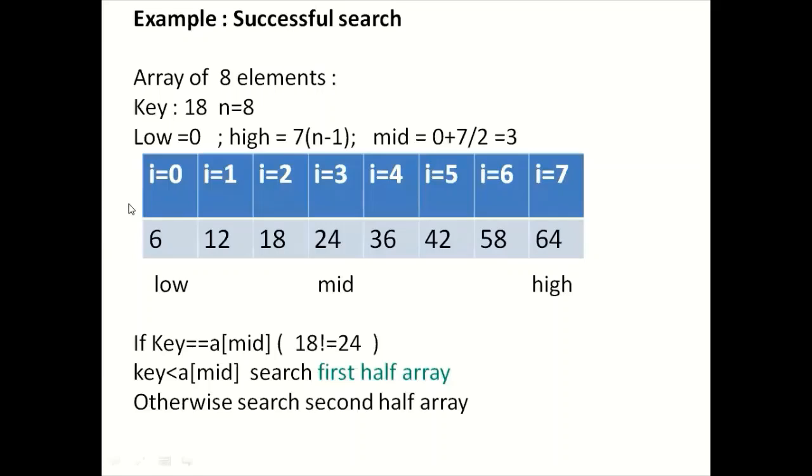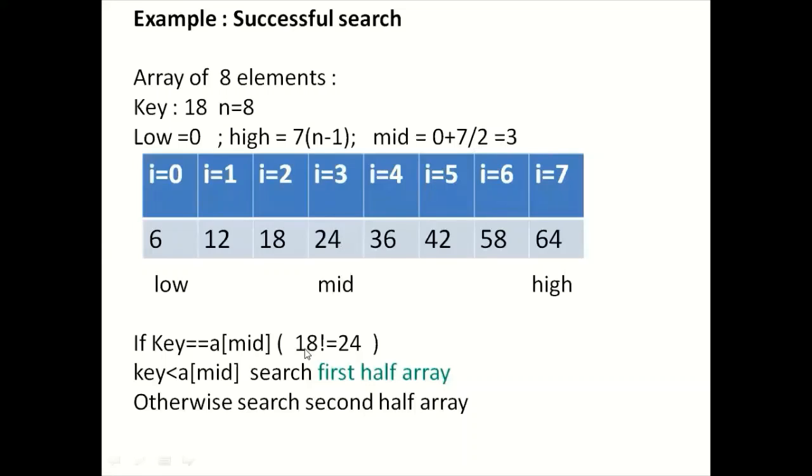Consider an array of 8 elements. The index will start from 0 and end with 7. The low will indicate the starting of an array, high indicates the end of an array, and the mid indicates the middle of an array using these equations.